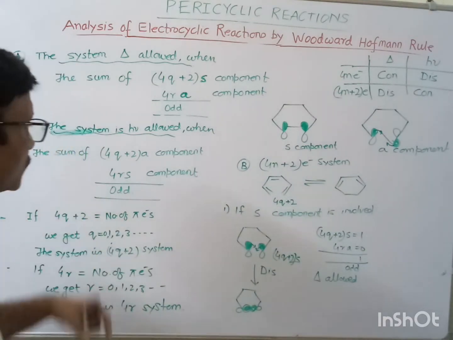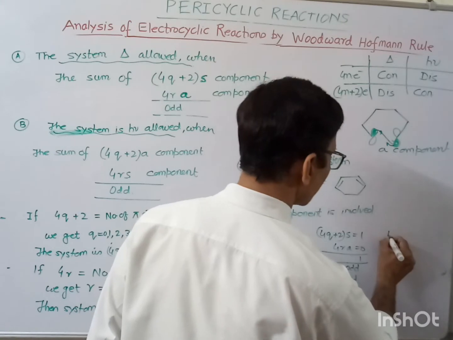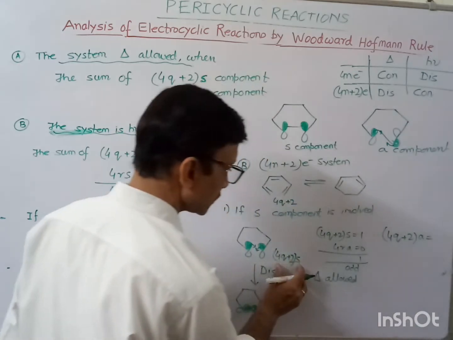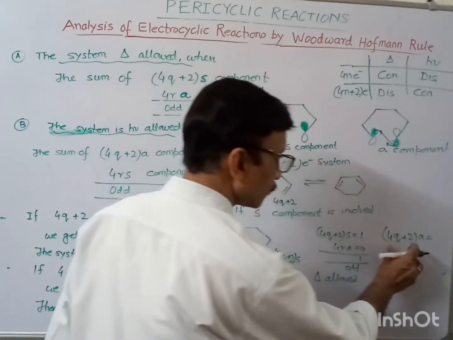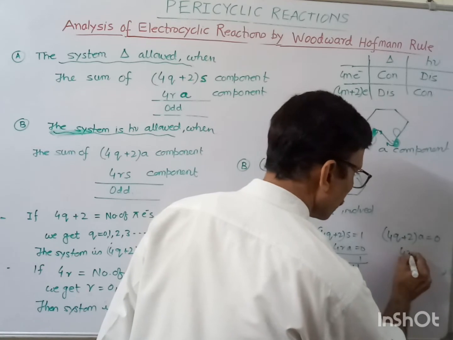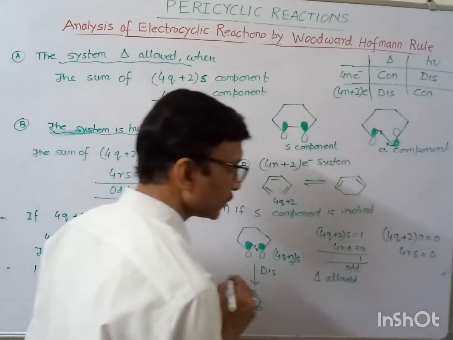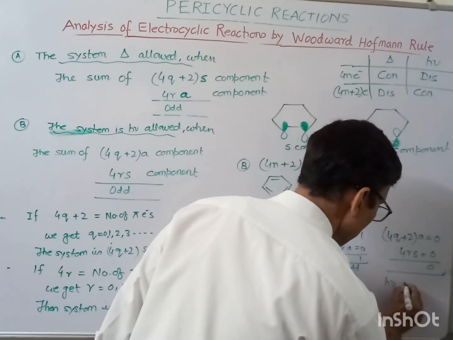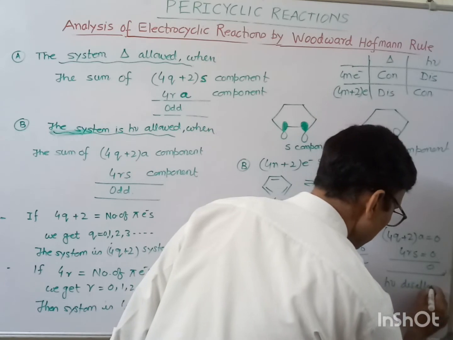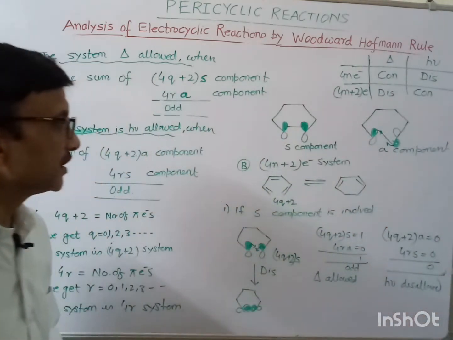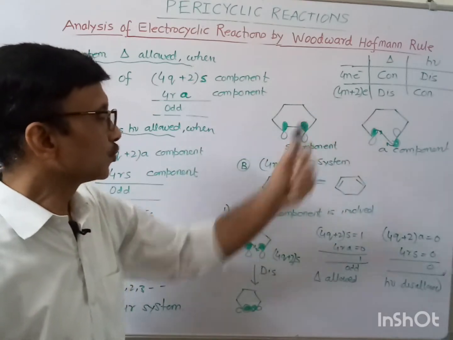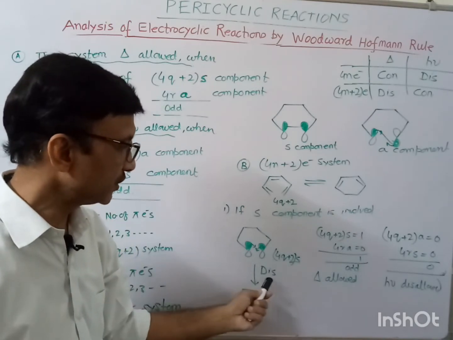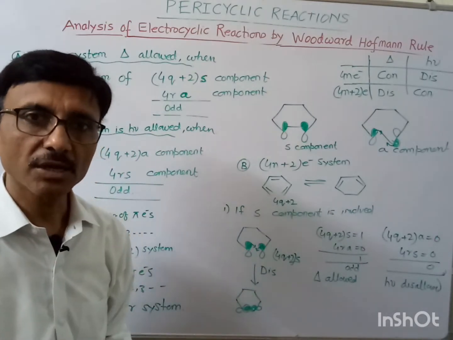Now we may also check for the photochemical case. So 4q plus 2a, no doubt, this is a 4q plus 2s case. That's why 4q plus 2a is 0 and 4Rs is also 0. So this comes out to be 0. It is not odd, so that's why it is photochemically disallowed. So what we can see is that for the 4n plus 2 electron system, this rotation is only allowed under the thermal condition.